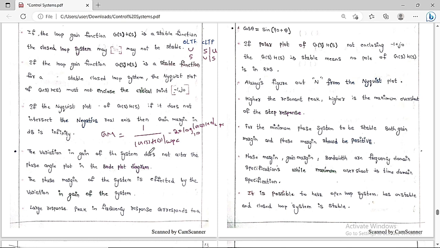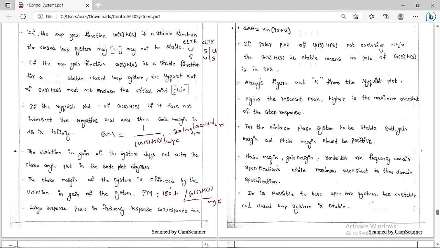So then the next point is, the phase margin of the system is affected by the variation in the gain of the system. So what is the phase margin formula? Phase margin is equal to 180 degrees plus the phase angle of G(s)H(s) at omega GC. So this is called the phase margin formula.